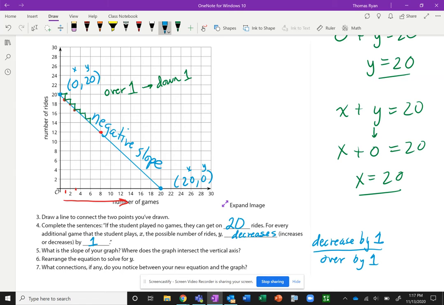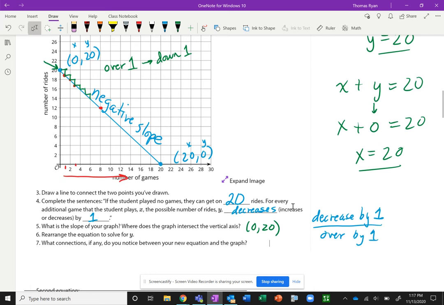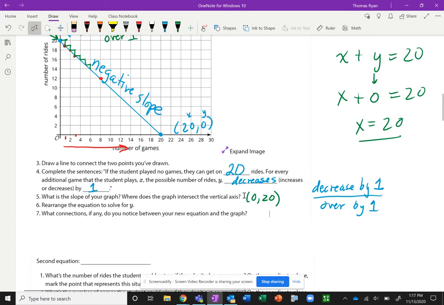And it says, where does the graph intersect the vertical axis? The vertical axis is our y-axis going straight up and down, and it happens right here at 0, 20. Now it's asking us to rearrange our equation to solve for y. Okay, so we can do that. X plus y equals 20. If we want to solve for y, we need to get y by itself. So let's subtract x.